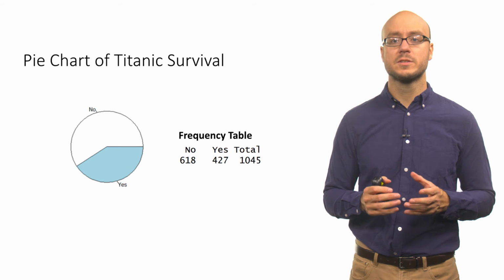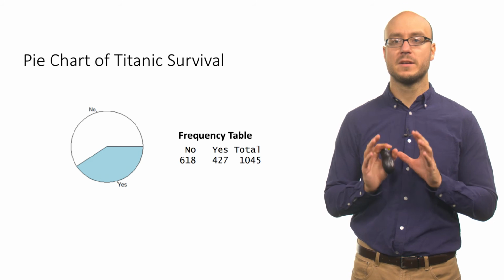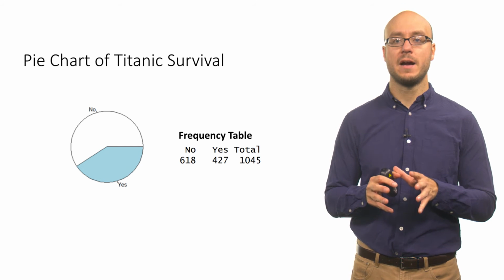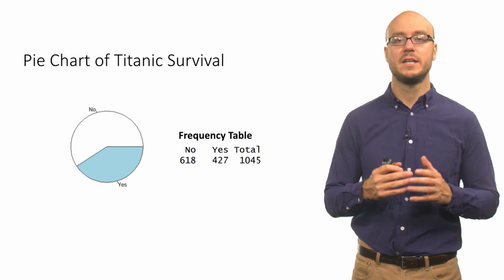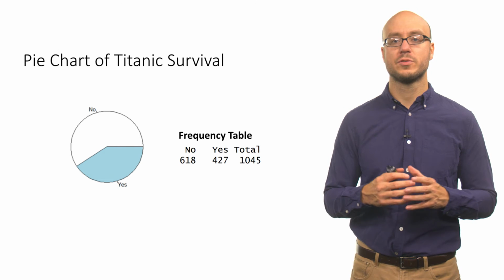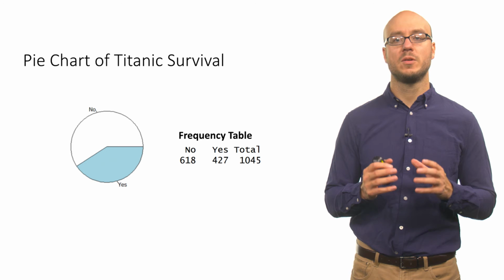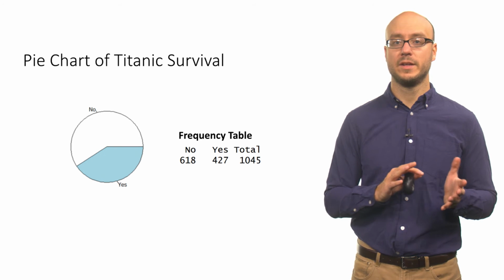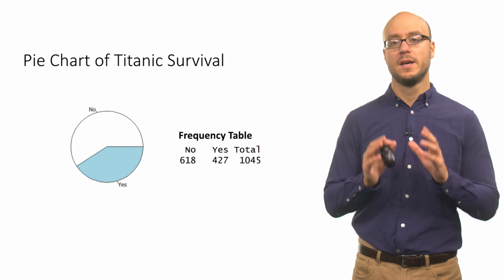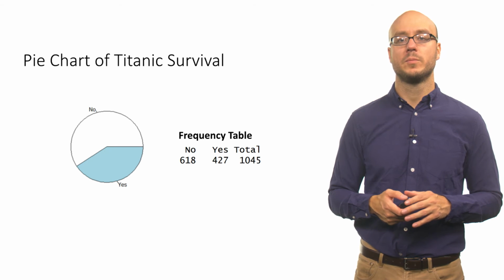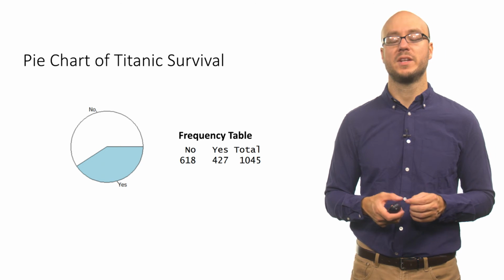Here's a pie chart for surviving the Titanic. It's similar, so it shows that it's based on a frequency table of counts, but the wedges give you an idea of the relative proportion or percentage. And so you can see that replicating the bar graph of frequency counts, you do see that more people did not survive the Titanic than did survive the Titanic.